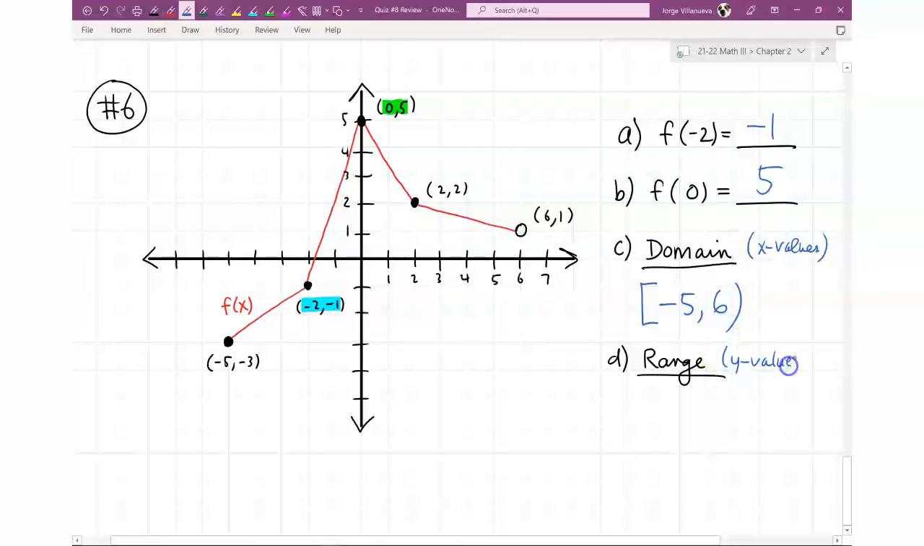How low does it go? How high does it go? So how low does my graph go? What's the lowest y value that you see? -3, good. And what's my highest y value that you see? +5. Should I include my -3? Yeah, there's a dot there. Should I include my +5? Yeah, there's a dot up there as well. So both of these are included.